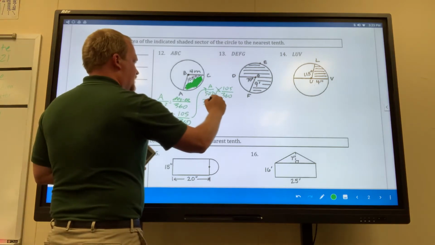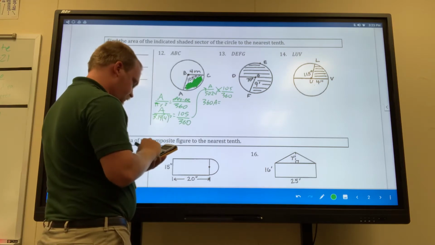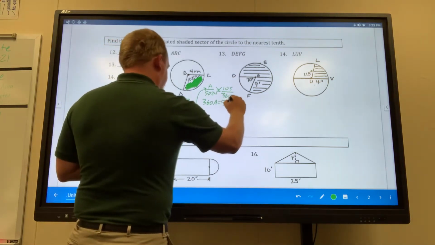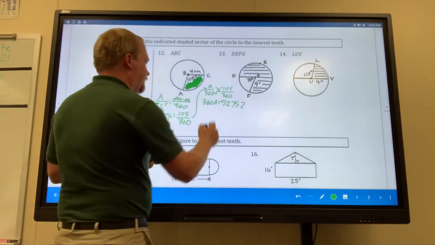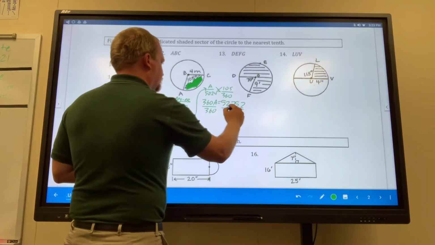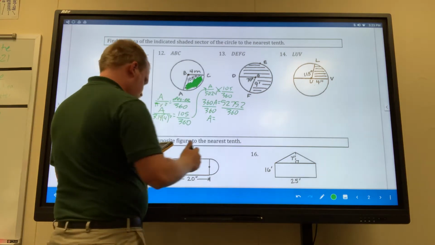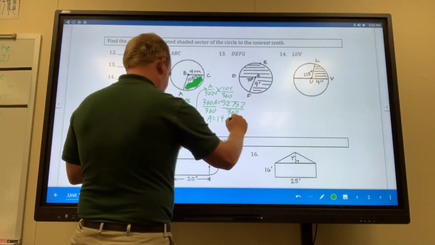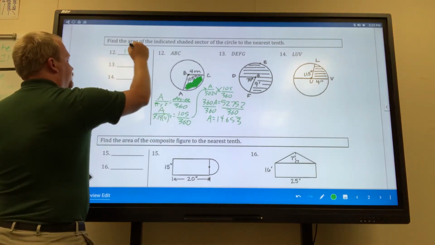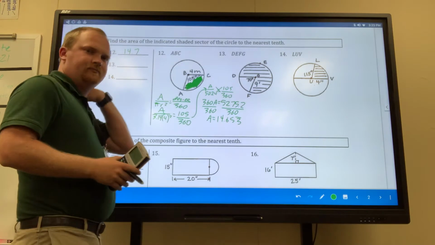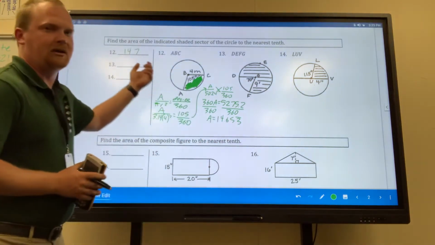So 360A equals 105 times 50.24, which is 5,275.2. Then I got to divide by 360. That gives me A equals 14.653 repeating, which I can round up to 14.7. Okay, so I can round this number up and make it 14.7.